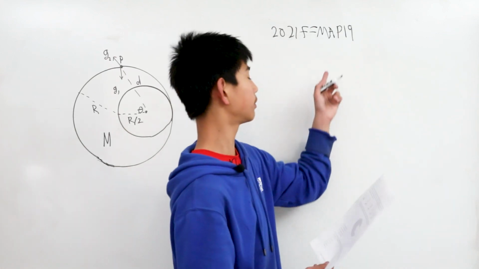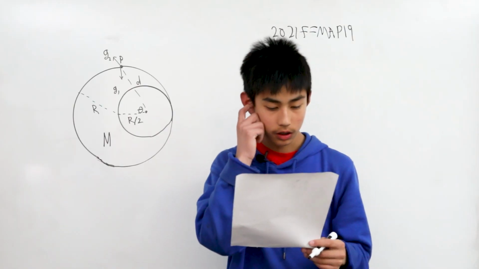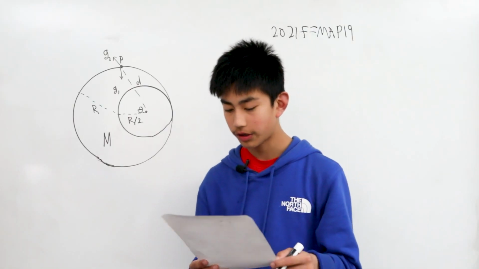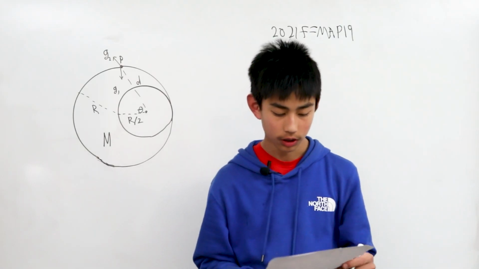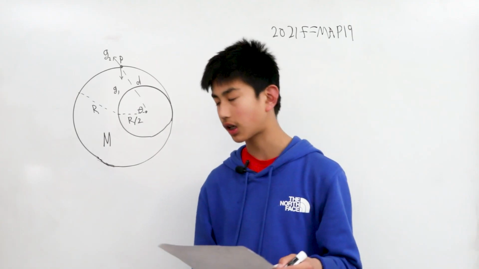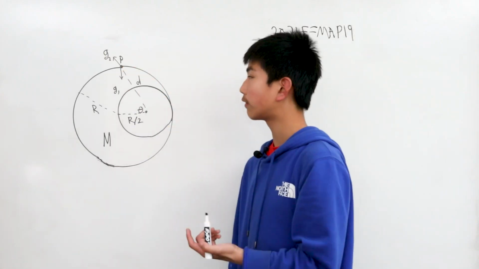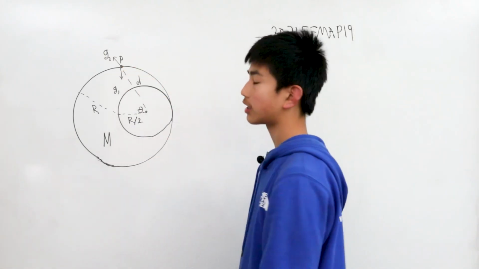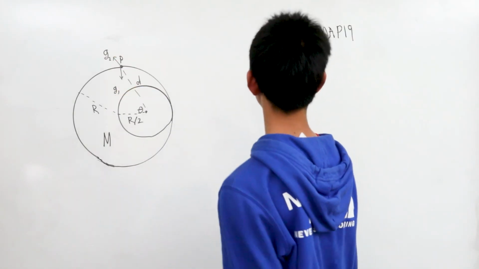We're solving problem 19 from the 2021 F equals MA. A cavity of radius r over 2 is dug out of a spherical planet with uniform mass density of mass m and radius r. What is the magnitude of the gravitational field at point P in the diagram below? So we want to find this point P, and we have two gravitational fields because we consider this cavity as negative mass in this case. So it goes this way and that way.